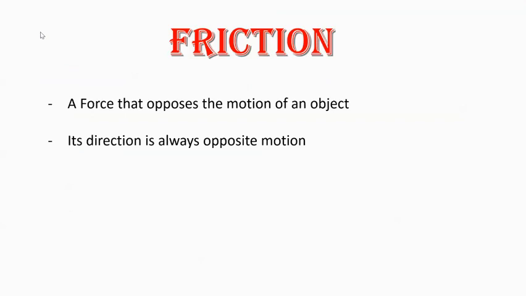Today we're talking about friction, and friction is a force that opposes the motion of an object. So the direction of friction is always going to be opposite the way that something's moving. If something is not moving, there can still be friction, but that friction will be opposite the direction that the object would move if the friction wasn't there. Okay, and so we'll see a couple examples, and you can see what I mean.